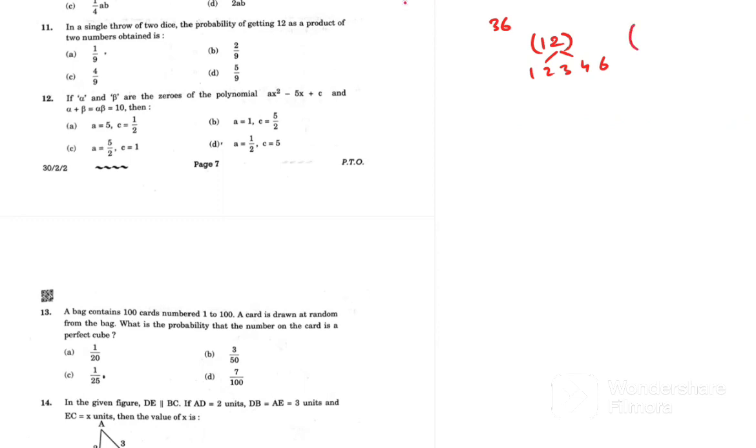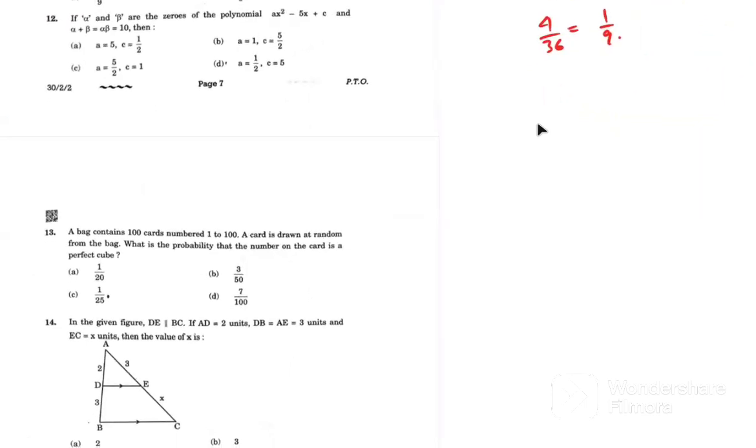So what are the pairs? It can be 2, 6, then it can be 6, 2, then it can be 3, 4, and 4, 3, right? So these are the 4 options which are possible. So 4 divided by 36 is our answer, which is nothing but 1 by 9. So 1 by 9 is the correct answer. Alright, now moving on to question number 12.